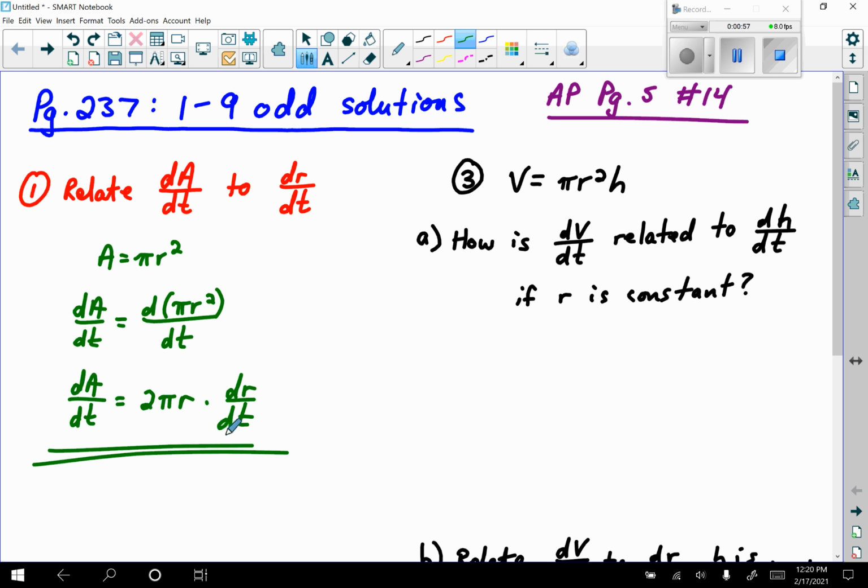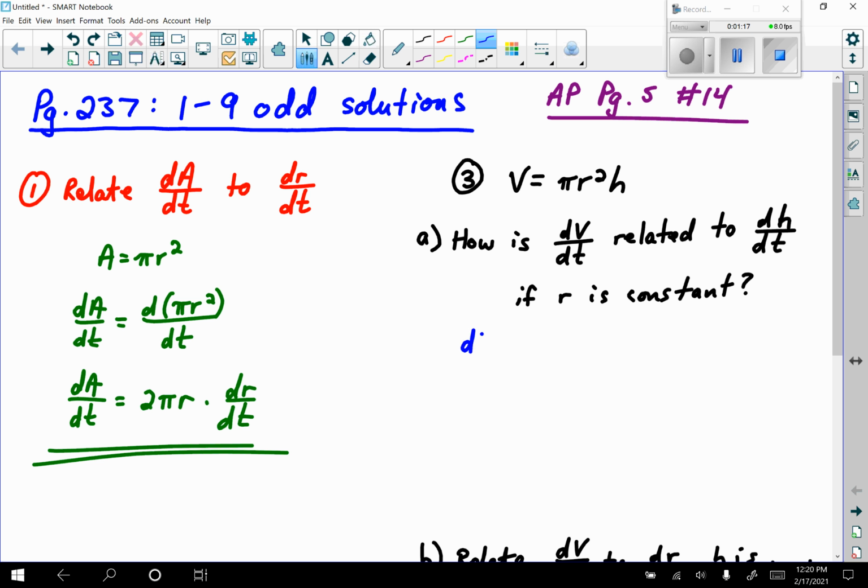Number 3 deals with volume. It says the radius r, height h, and volume v of a right circular cylinder are related by this equation, v is equal to pi r squared times h. A few parts here. How is dv over dt, the rate of change of volume with respect to time, related to the rate of change of the height, dh over dt, if r is constant?